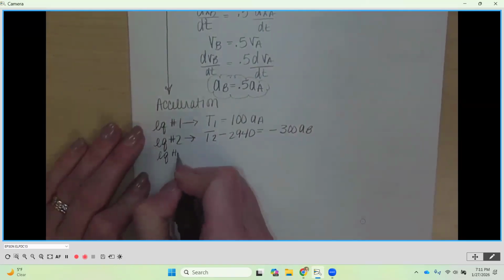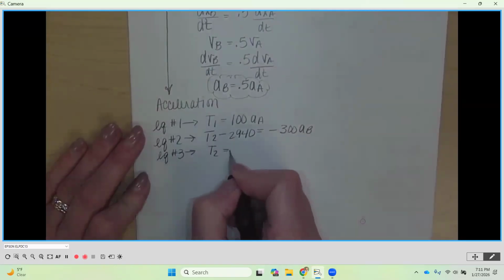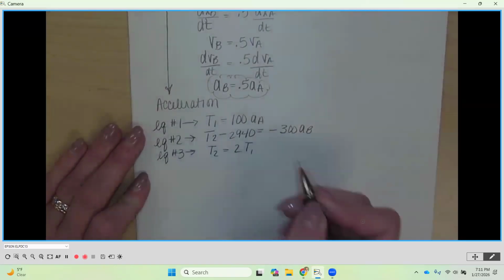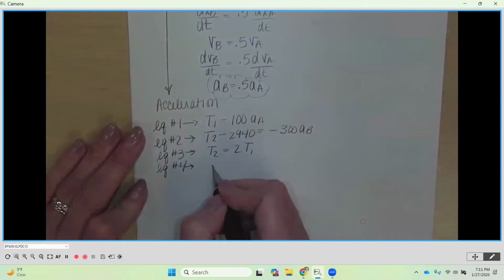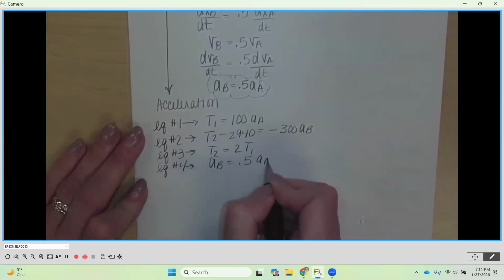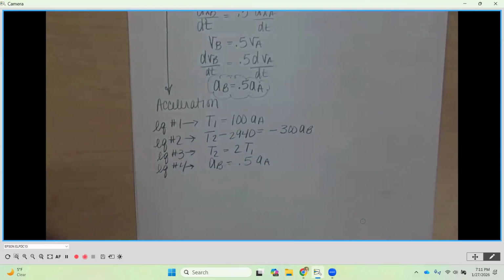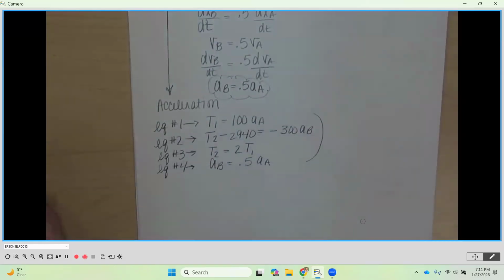Equation number 3: T2 is equal to 2T1. And then the last equation that we just did is AB is equal to 0.5 times the acceleration of A. Okay, so now we've got 4 equations with the same 4 unknowns. This is solvable.